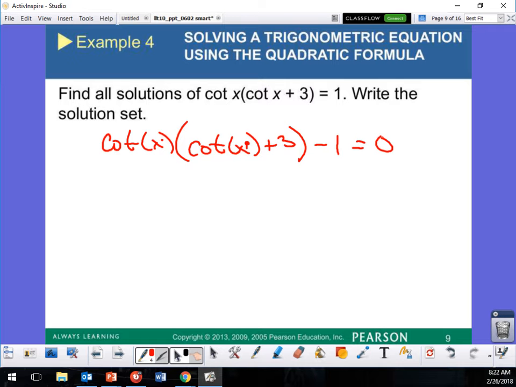So if I were to distribute this, this would be cotangent squared x plus 3 cotangent x minus 1 equals 0. I would not do that. I don't know why, but a lot of people are having trouble with distribution this year. It's like your Algebra 1 teachers didn't enforce that enough. That was like freshman year, dude.